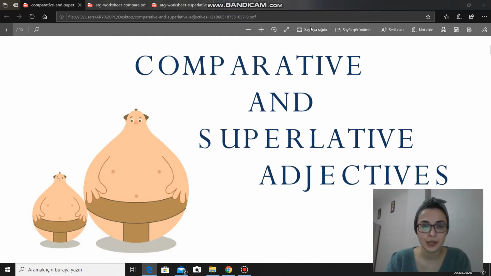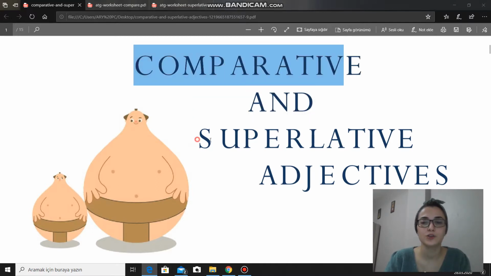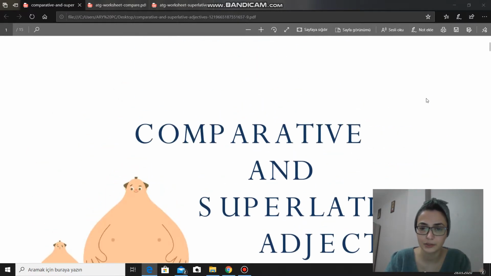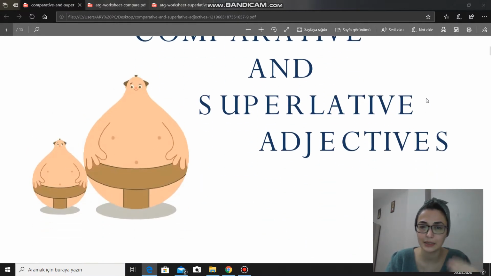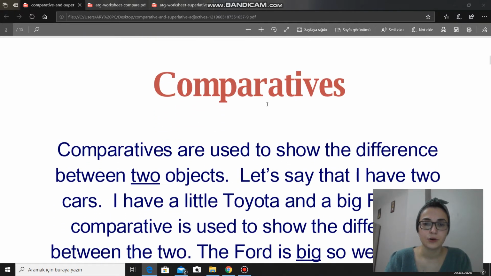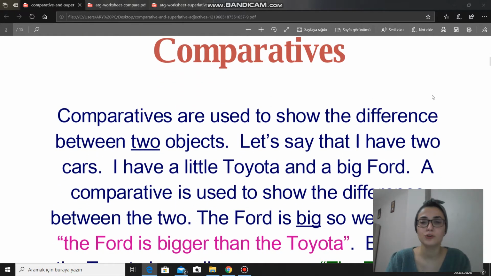So in our first class, we will talk about comparative and superlative adjectives. You're already familiar with the subject, but let's review them. Let's start with the comparatives. We use comparatives to show the difference between two objects.